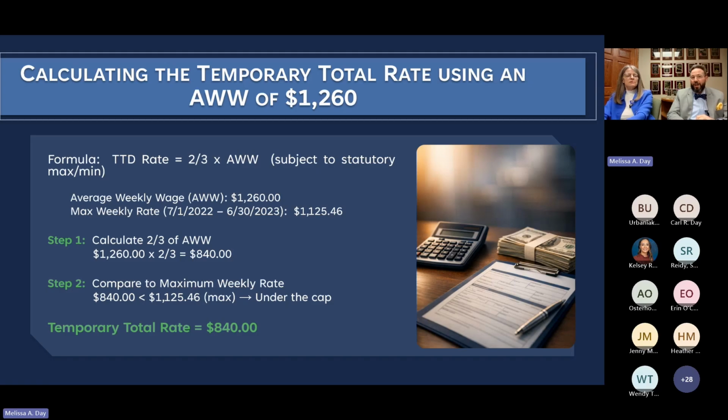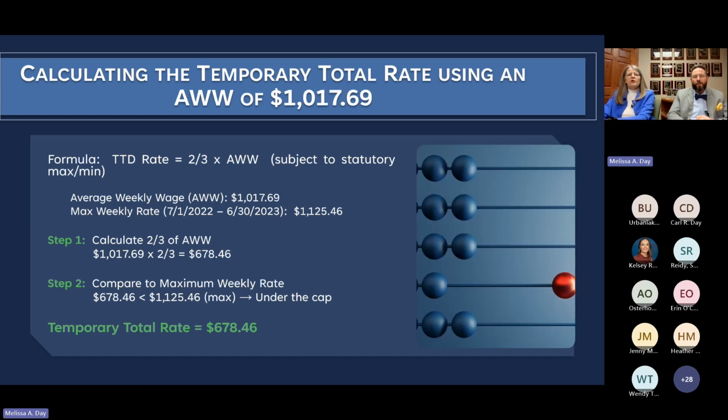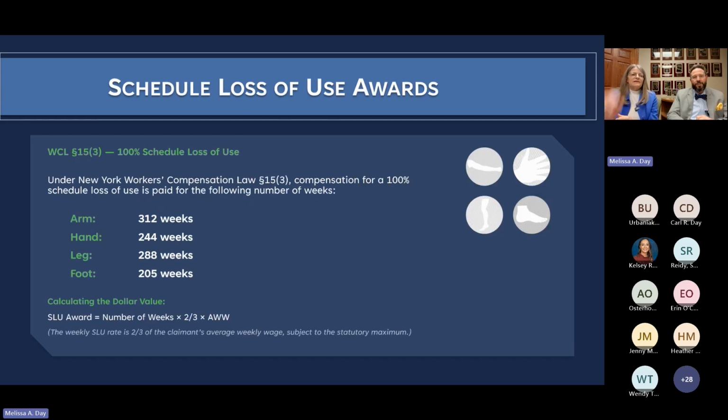So that's a lot. Well, let's see what it looks like though when we start calculating it on other rates. So the TT rate, we're going to calculate the TT rate now using that lower average weekly wage that we were able to obtain by going back to our client and asking some questions and ascertaining that actually he wasn't a 5-day per week worker. His schedule varied. Take 2/3 of 117.69, subject it to the maximum for that date of accident. You'll get a temporary total rate of $678.46. That's a lot of difference. Again, that's a big difference.